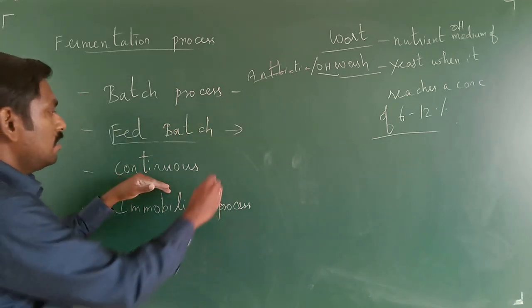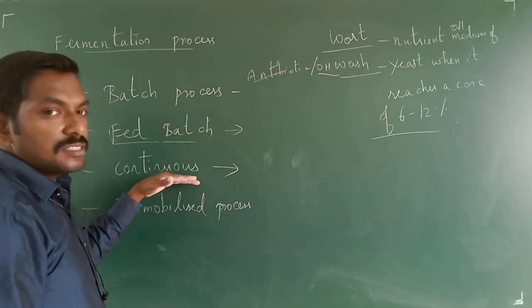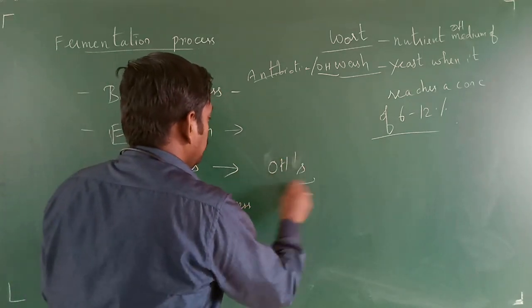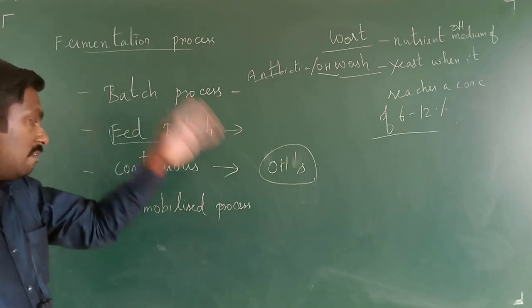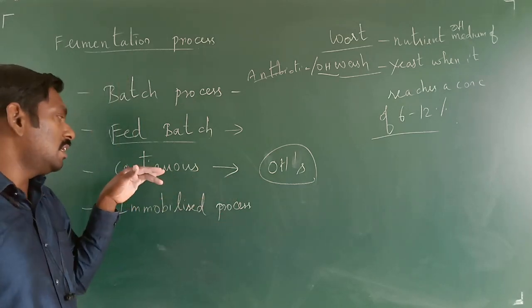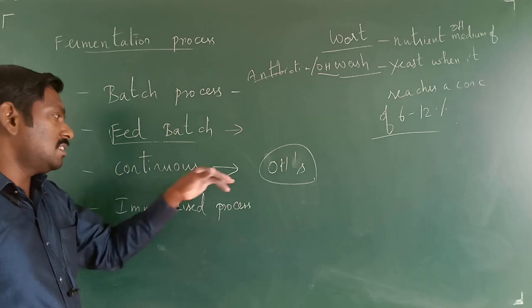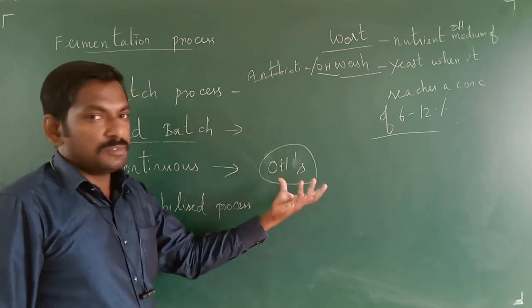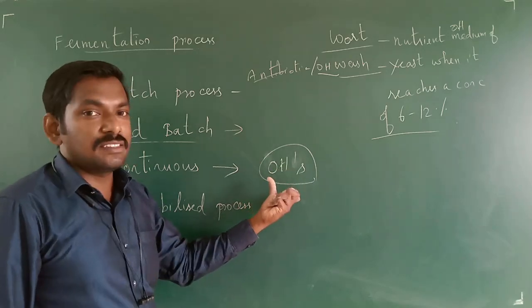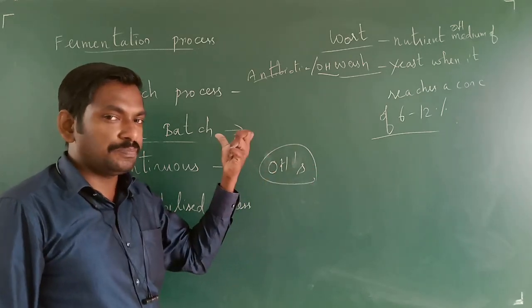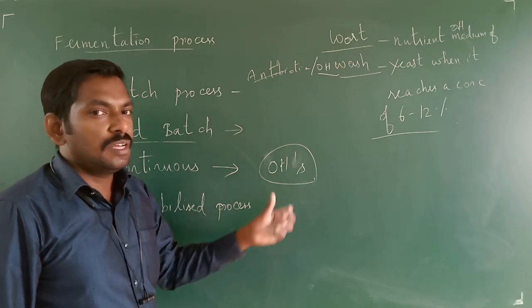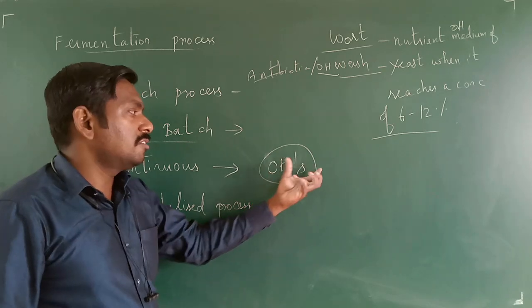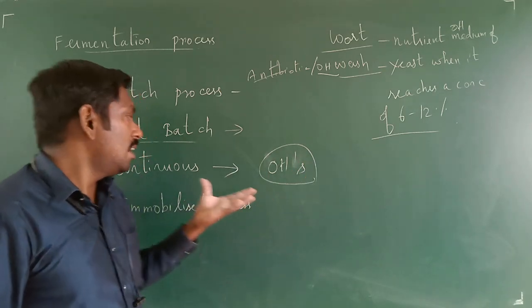Then you will have the continuous process, right? This continuous process is especially used for the production of alcohol. Continuously they will produce the product which is needed. For alcohol they measure volumes, right? They use gallons. Gallon is an American term for the volume of a liquid. 3.8 liters, around 4 liters, is called a gallon.